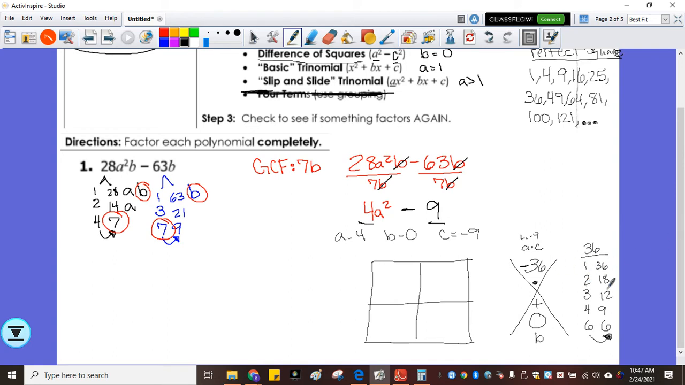So which of these have a difference of 0? 6 and 6. One of them has to be negative. Doesn't matter which one, but one of them has to be negative.